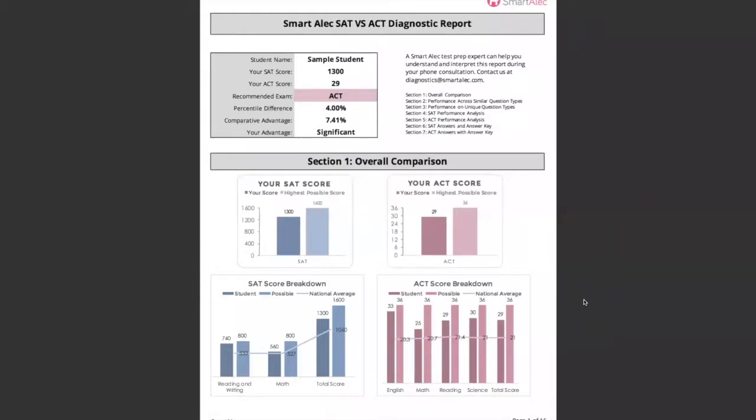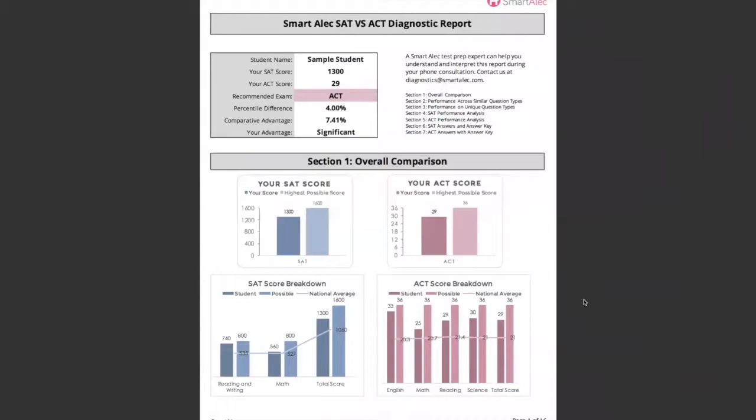And there's some good ways to make that decision, and then there's some not so good ways. So let's take the scenario where a student comes to you and asks, which exam should I take, SAT or ACT? There's a few different ways you can help them figure out which one's going to be a better natural fit for them. And the best of those methods would be to take full-length diagnostic exams, which is what we offer here at Smart Alec.